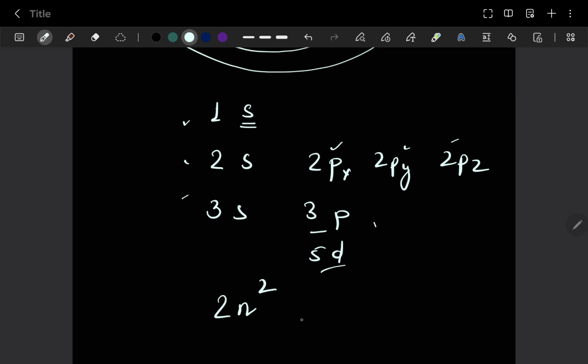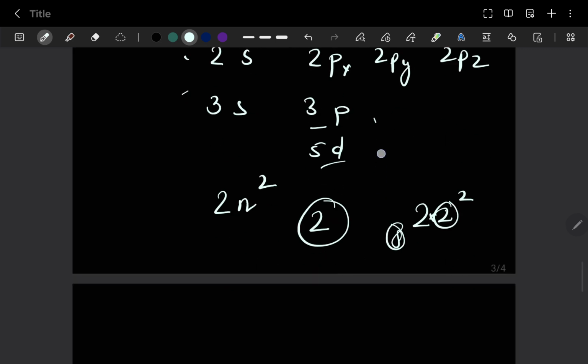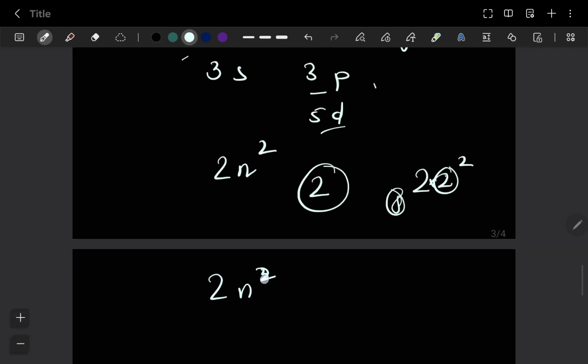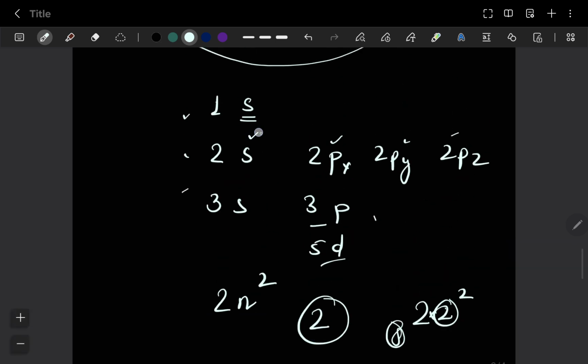So in the first shell 2, in the second shell n is 2, so 2 times 2 squared, 8 electrons will be there. In the third shell it will be 2 times 3 squared, that's 2 times 9, so 18 electrons will be there. Simply, here each has 2, 2, 2, 2, 8 electrons. Here 3 p orbitals, each having 2, total 6, plus s, so 8 electrons, plus 5 d orbitals with 2 each, so 10.